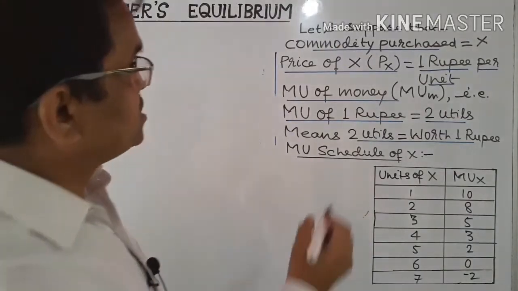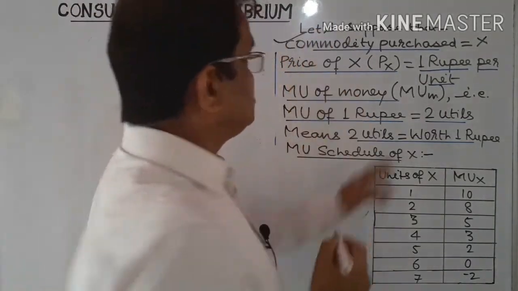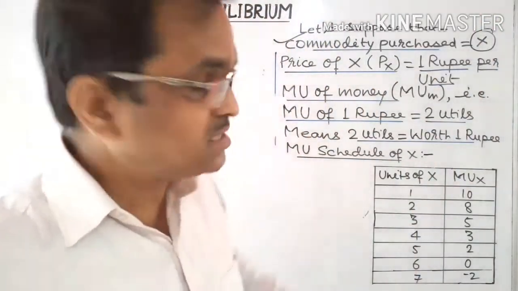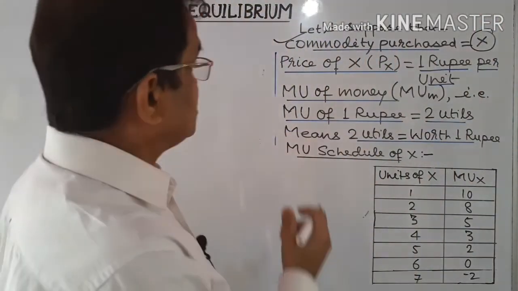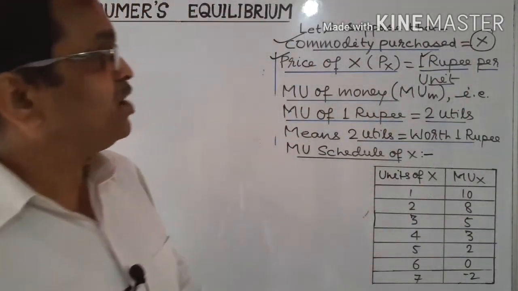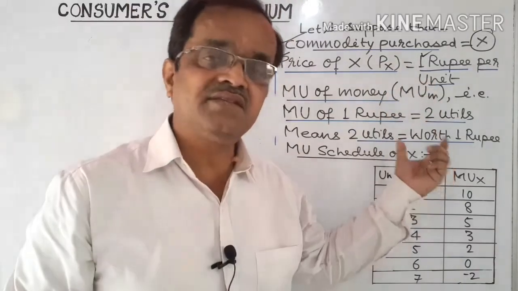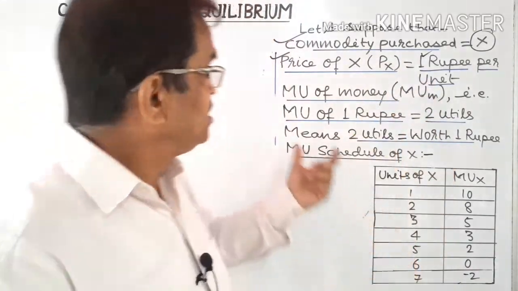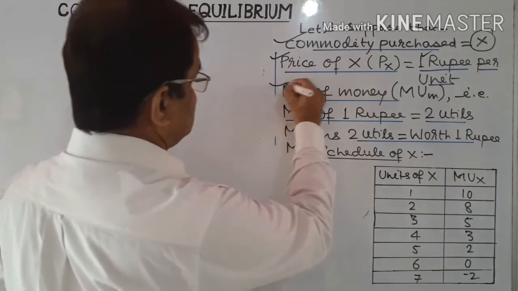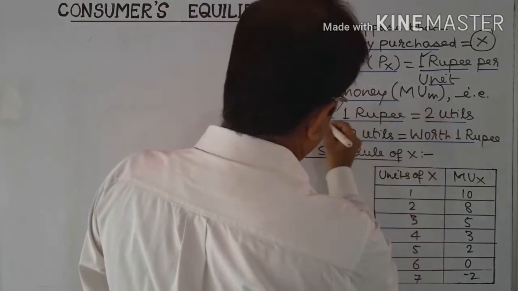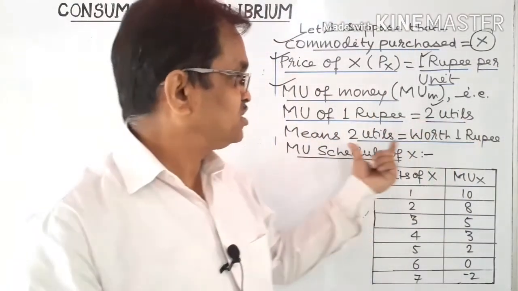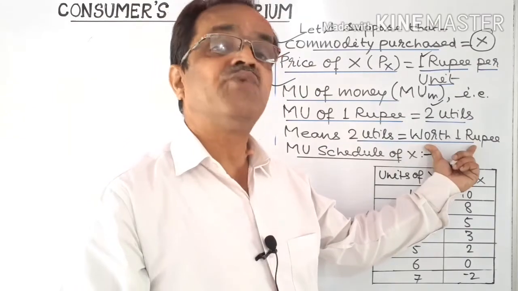Suppose the commodity purchased by the consumer is X. This commodity X is consumed and purchased by the consumer. Price of the commodity is equal to rupees 1 per unit. That is a simple hypothetical figure, just for the sake of explanation. Marginal utility of money, that is marginal utility of 1 rupee, is equal to 2 utils. What does it mean? It means 2 utils is equal to worth 1 rupee.